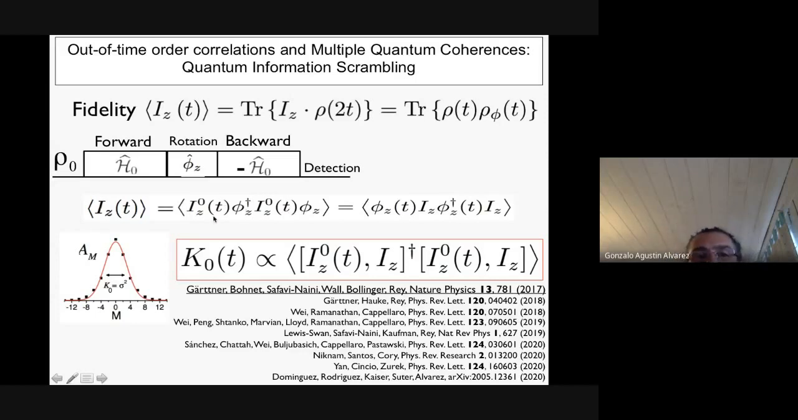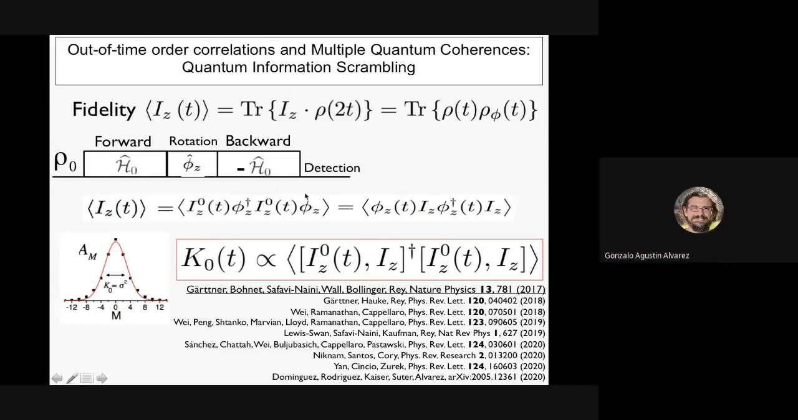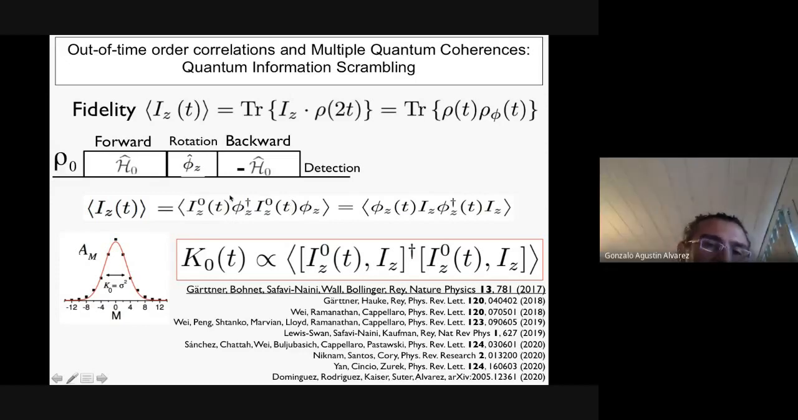And this is what is called an out-of-time order correlation, because typically the most classical correlation is that you correlate an operator at a given time and then look at this operator at a following time. But here, you are correlating operators that are not ordered in time. So here is a larger time, then a lower time, and then a larger time. And this is what is called out-of-time order correlations.